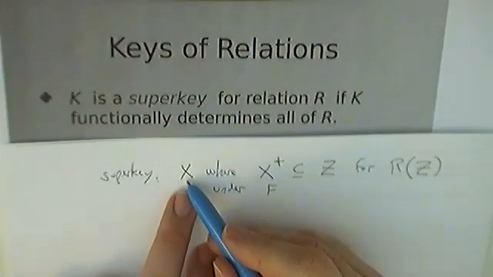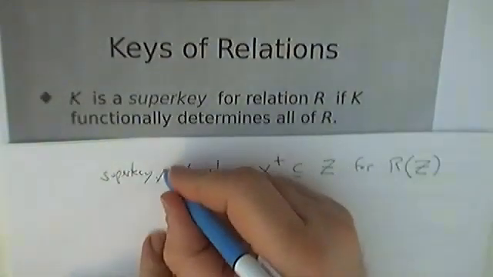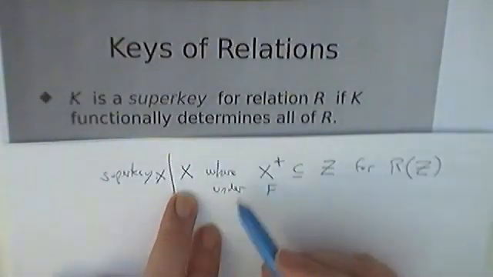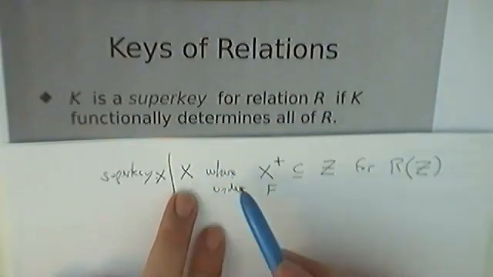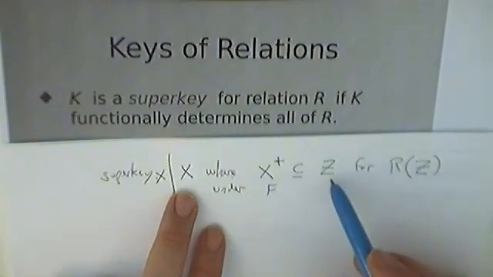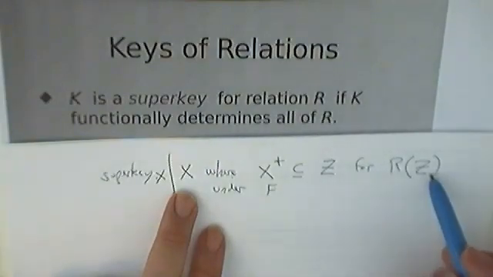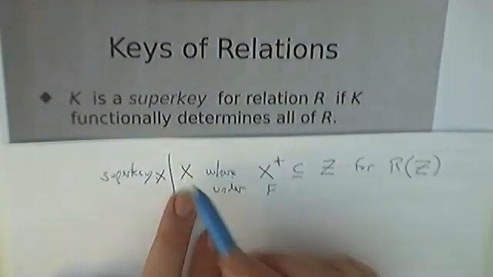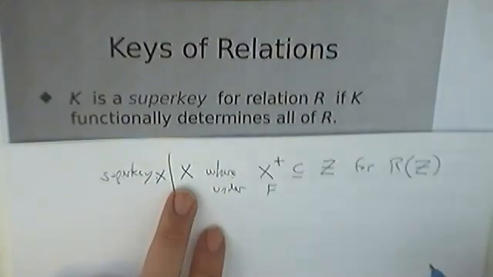X is a superkey, X such that the closure under F is a subset of Z for R Z. Okay, so then X is a superkey of R. Is that clear? More or less?